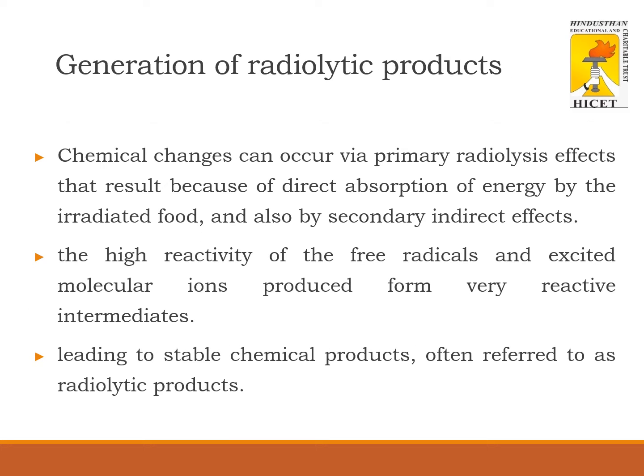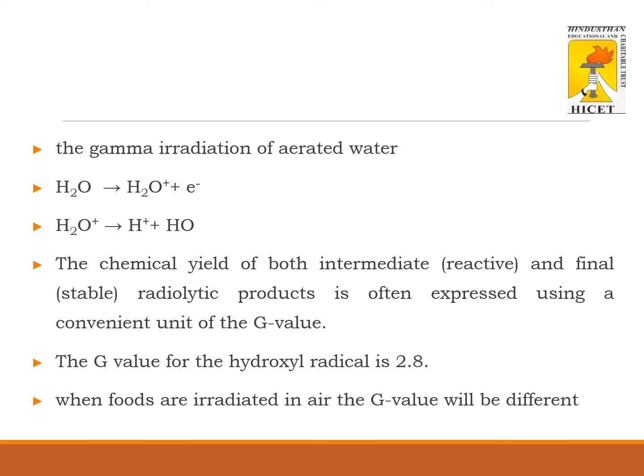Generation of radiolytic products. Due to the reaction of radiative energy with the chemical components in the food, radiolytic products such as free radicals and excited molecular ions are formed, which are very reactive in nature. For example, the gamma irradiation of aerated water will form hydroxyl radical, which is a radiolytic product. Both the intermediate and the stable radiolytic products are often expressed in a G value. The G value of hydroxyl radical is 2.8.